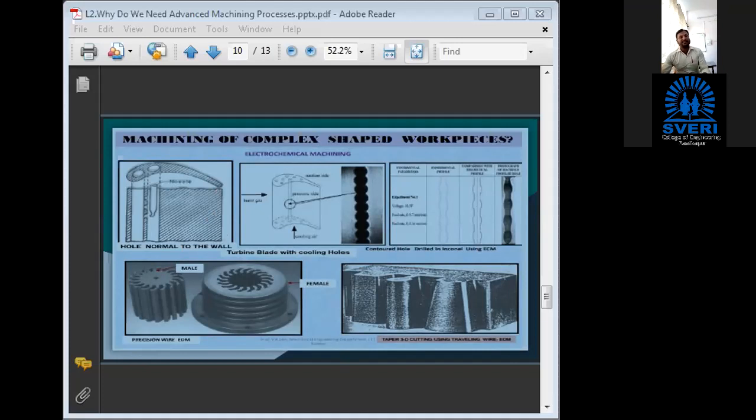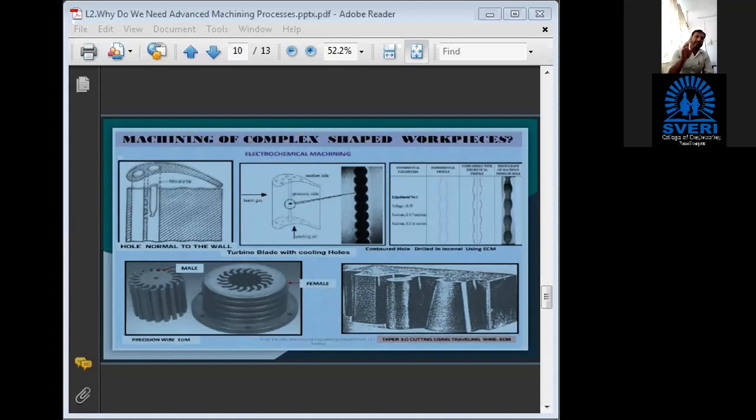As yet we have not started the classification of conventional and non-conventional machining processes, so I will just give one example. Only the electrochemical machining process, ECM, can serve your purpose.